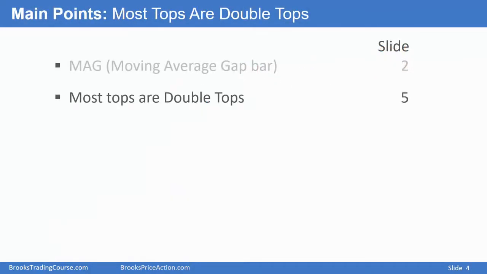Most tops are variations of a double top. You have a top, the bears try to reverse. The first reversal usually is minor, and then the bull trend resumes. If it reverses down a second time, that has a higher probability of leading to an opposite trend, a major reversal.